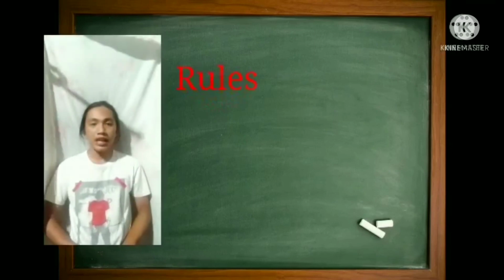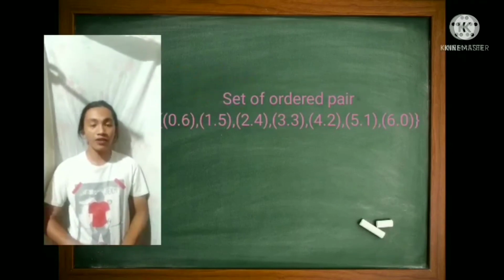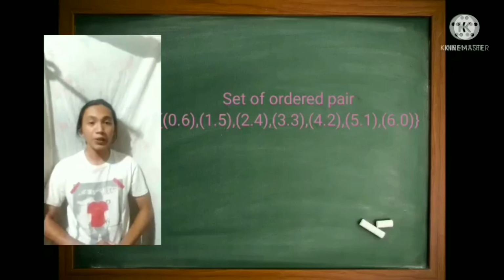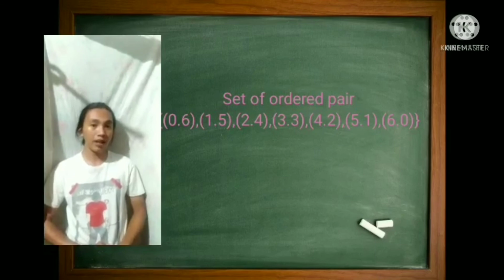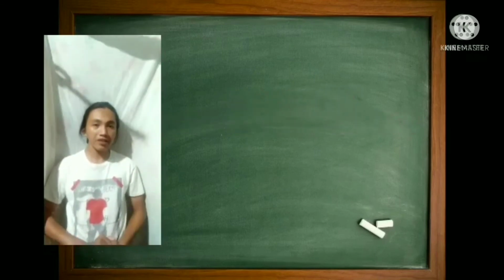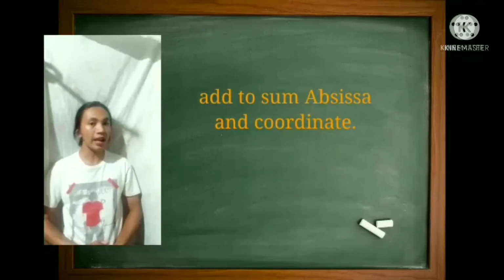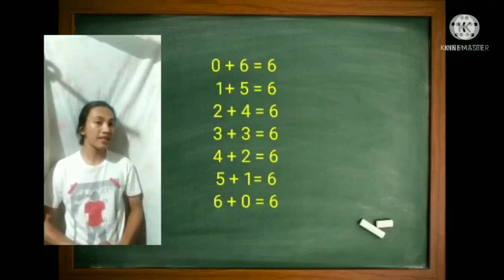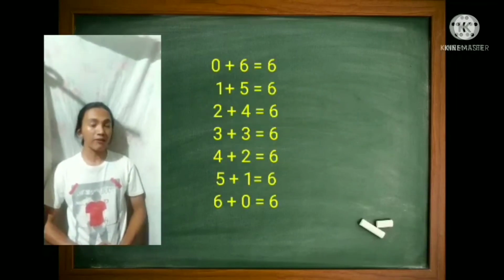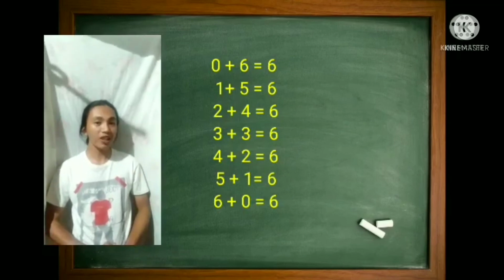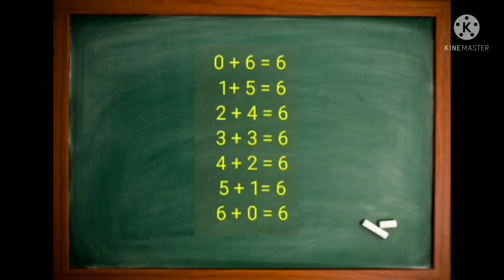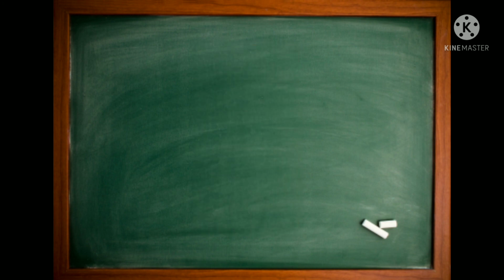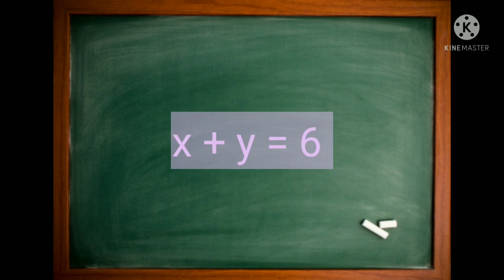The group or set of ordered pairs has 0 and 6, 1 and 5, 2 and 4, 3 and 3, 4 and 2, 5 and 1, and 6 and 0. Let's add the x and y coordinates. So 0 plus 6 equals 6, 1 plus 5 equals 6, 2 plus 4 equals 6, 3 plus 3 equals 6, 4 plus 2 equals 6, 5 plus 1 equals 6, and 6 plus 0 equals 6. So x plus y equals 6, and that is the example of a rule.